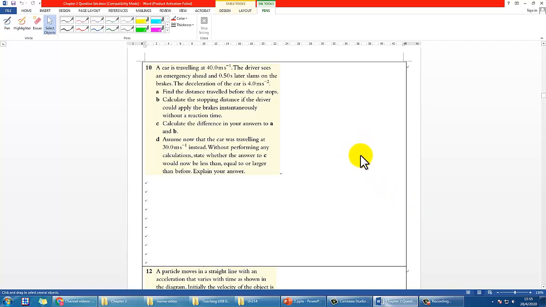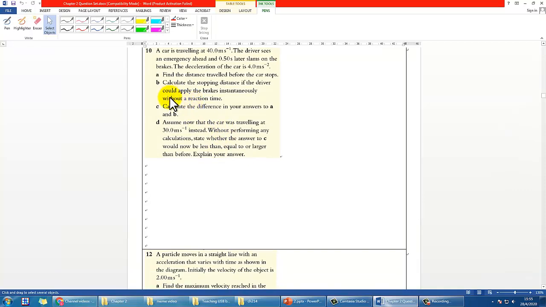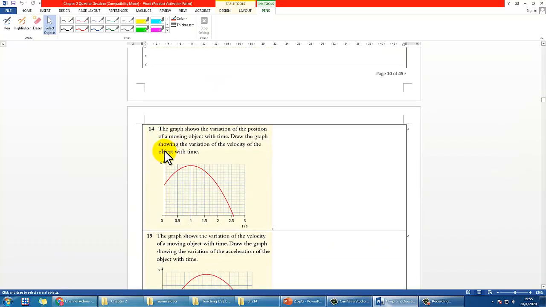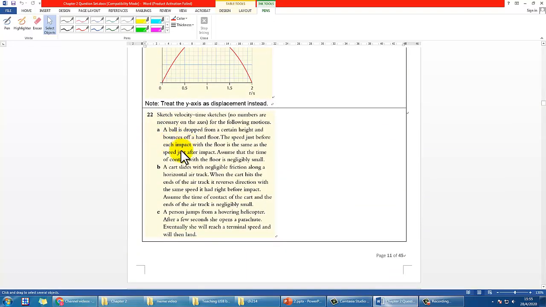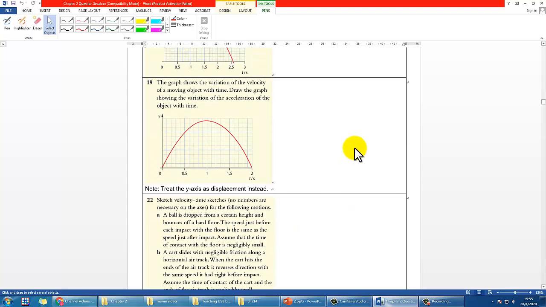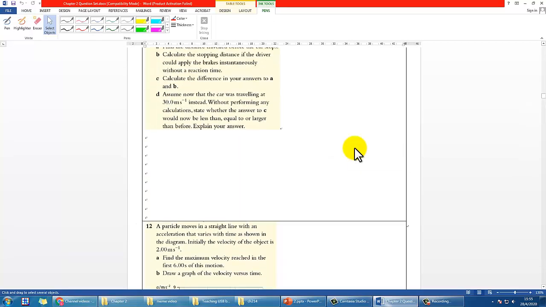Okay, let's try with the next few pages. So take your time, do question 10, 12, 14, 19, and 22. So 2 pages also. Pause the video now and do it first.